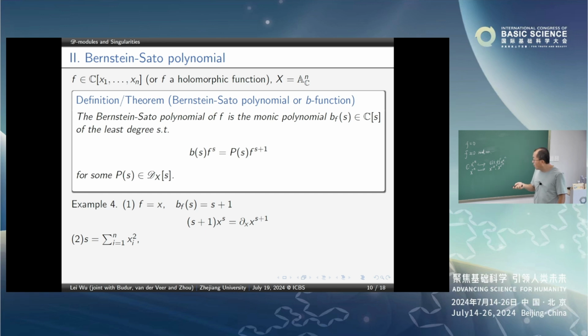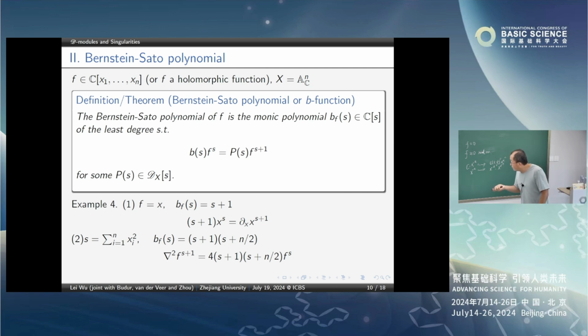But if f is like a norm function, or the square of the norm function, and you apply the Laplace operator to f to the s plus 1, then you get this. So the b-function becomes s times (s plus n over 2).